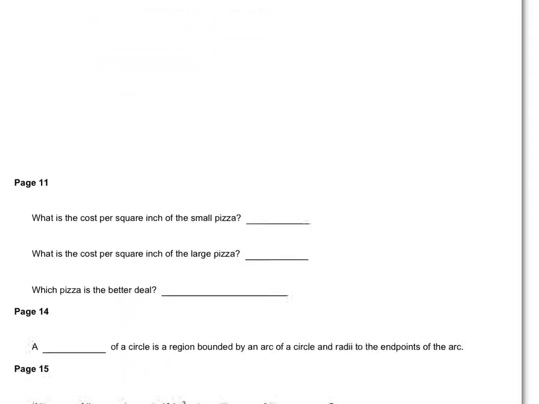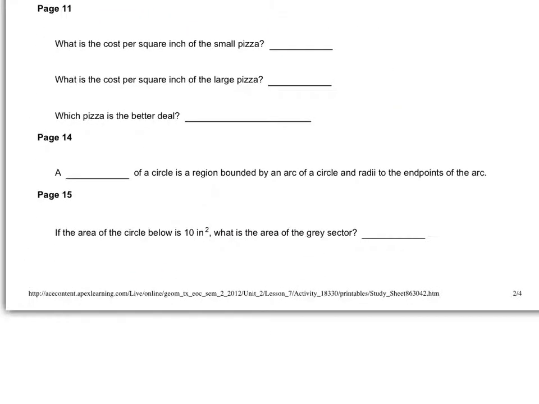So skipping down to where it says page 14 at the bottom, a sector of a circle is a region bounded by an arc of a circle and a radii to the end point of the arc. So all this is talking about is, if I were to have a piece of the circle cut out, this would be considered a sector right here.